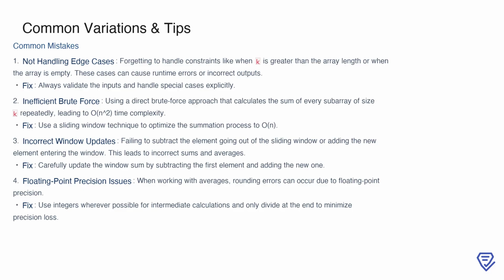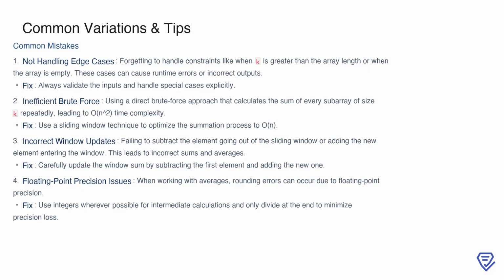Another frequent mistake is relying on a brute force approach to calculate the sum of all subarrays of size k. While this may seem straightforward, it results in a time complexity of O(n squared), which is inefficient for larger arrays. Instead, using the sliding window technique allows you to optimize the summation process to O(n).